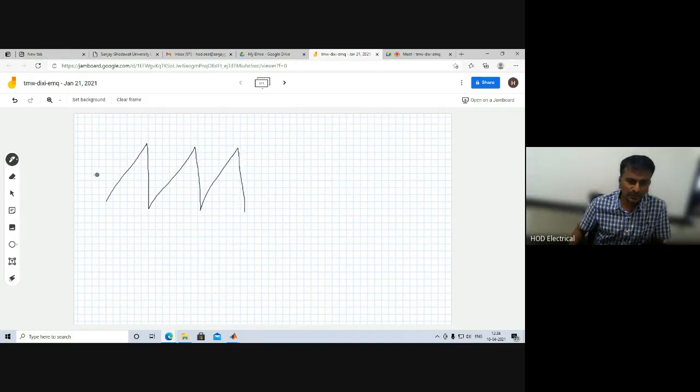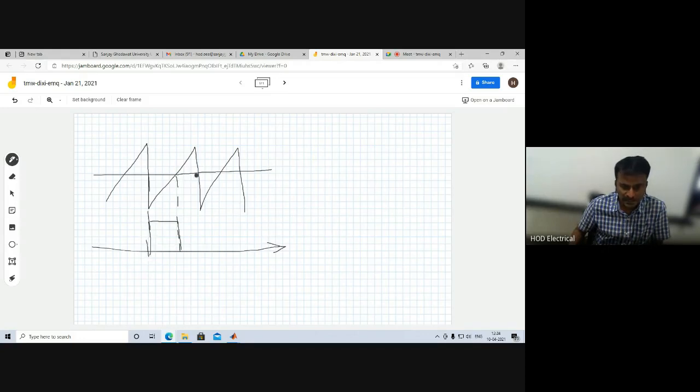Then we will control the DC value. We will compare it with the sawtooth and write the algorithm: whenever the DC value is more, in this region, the output pulse has to come. In this region the DC value is less, so the output will be 0. Similarly, in this region the output will again be high. Like that we generate the output pulses.